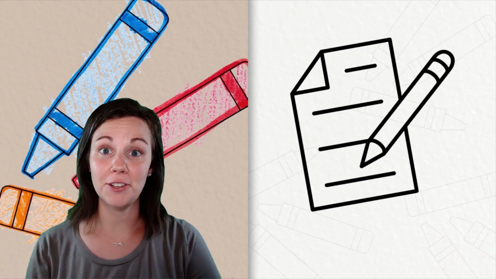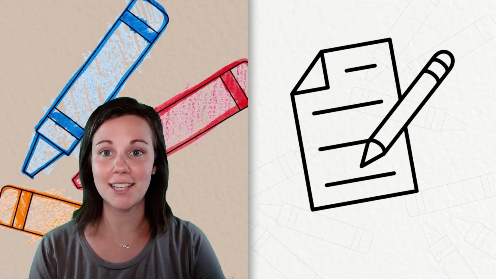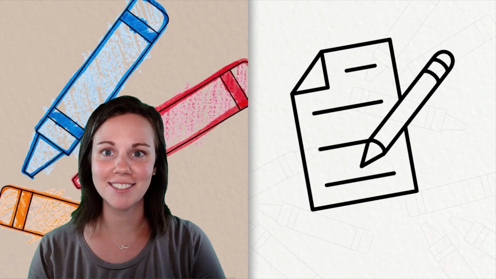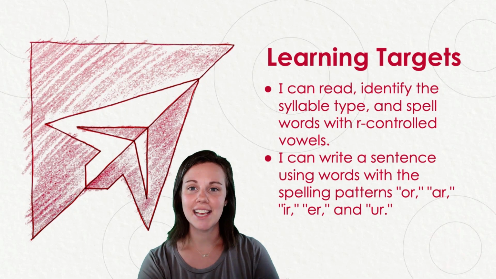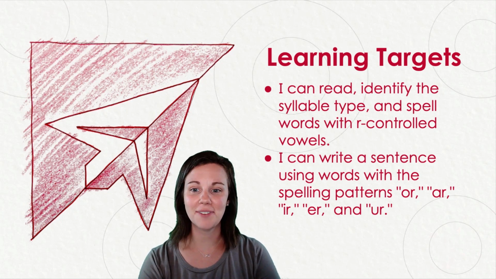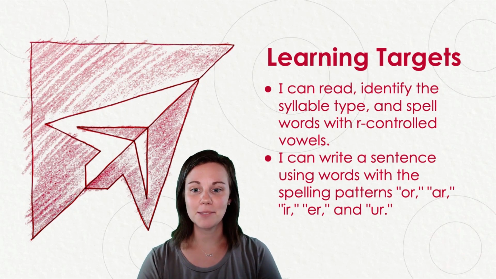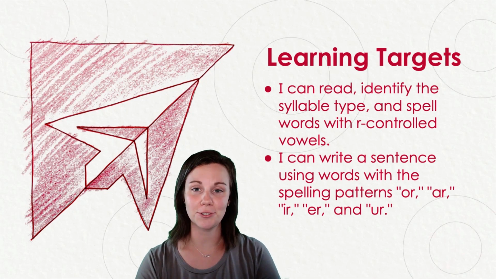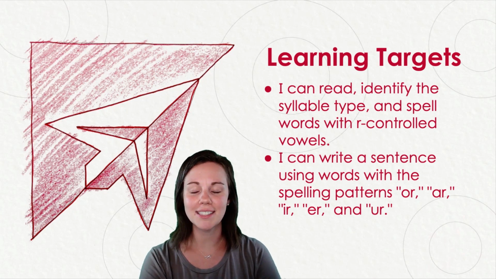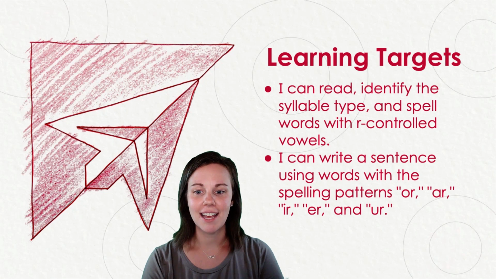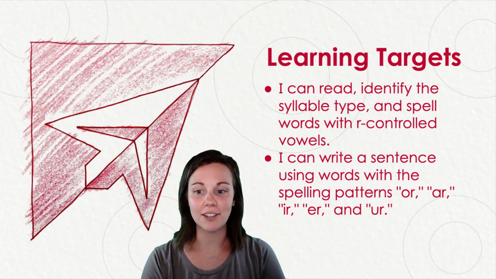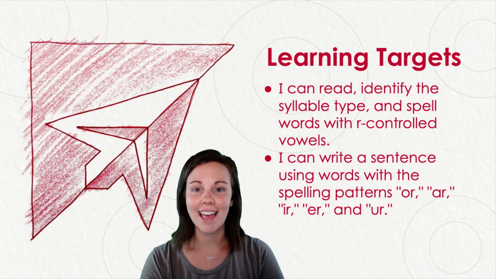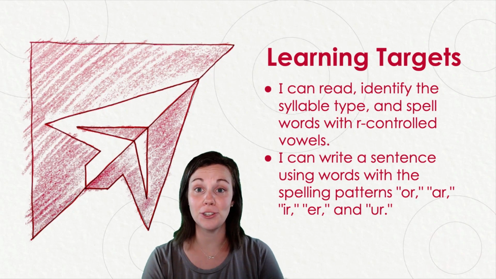Materials. You'll need paper and pencil today so that you can write out our words. Here are our learning targets. The first one says, I can read, identify the syllable type, and spell words with R-controlled vowels. The second learning target says, I can write a sentence using words with the spelling patterns OR, AR, IR, ER, and UR.